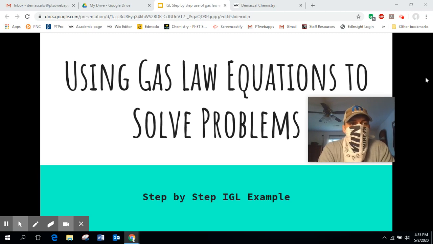I know there were some new things in there like the R values, so we definitely want to take a look at those. But I want to just walk you through an ideal gas law problem step by step all the way through. I'm going to put this slideshow at the bottom as well, so you have something you can print out or go back to if you need to in the future. So let's get into this bad boy.